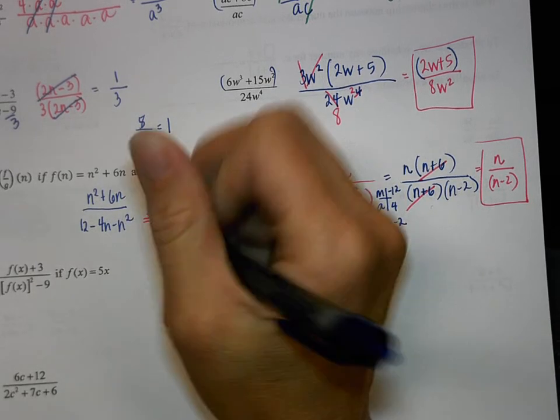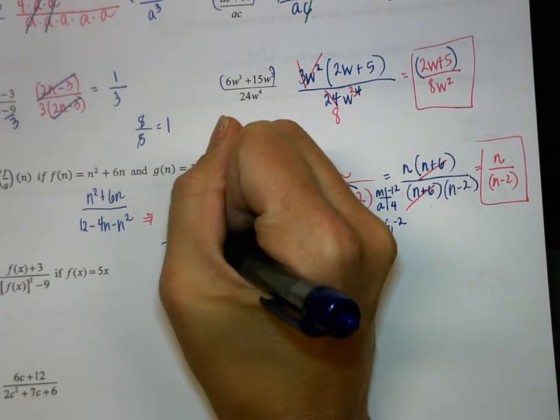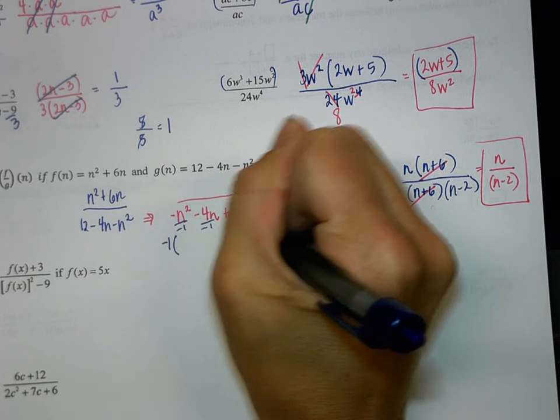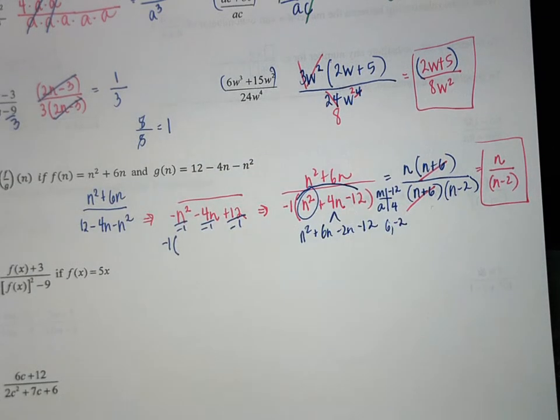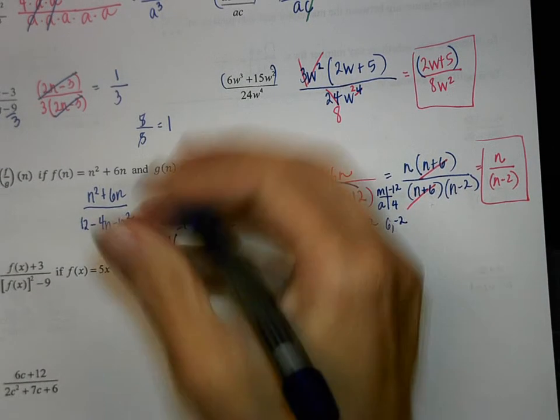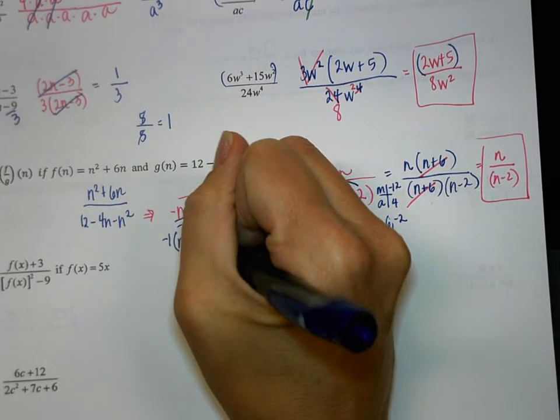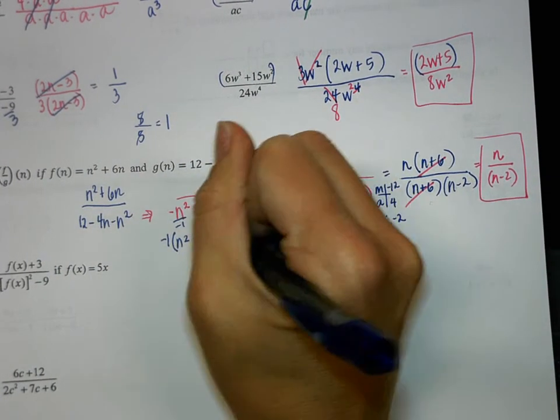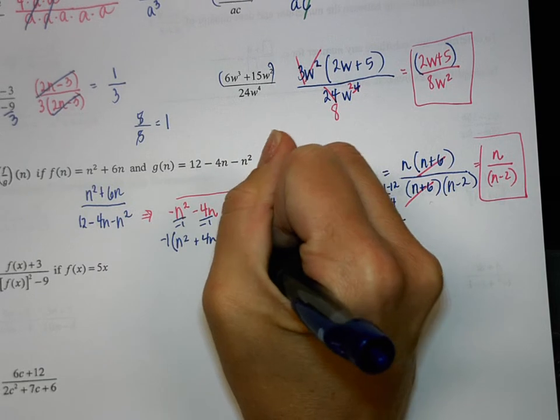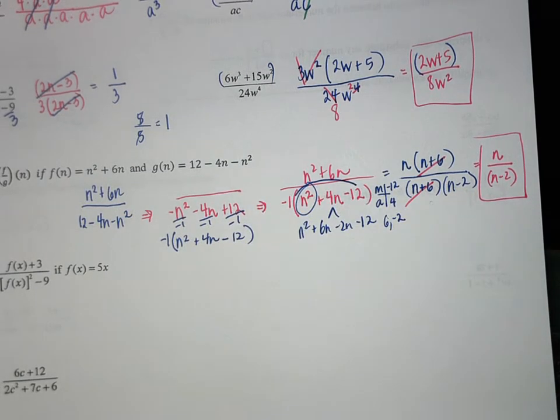When you factor out a negative 1, you're just dividing every single term by a negative 1. So a negative divided by a negative makes a positive. A positive divided by a negative makes a negative. Okay, any other questions on that one?